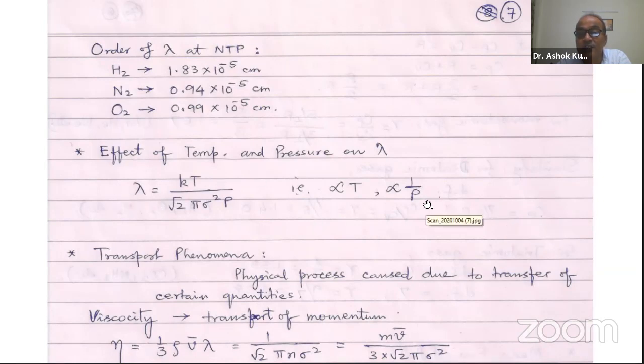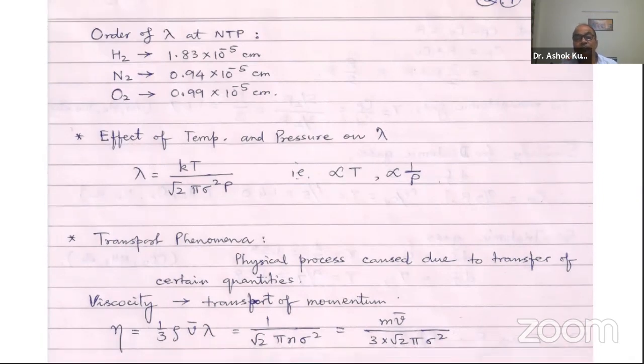And p has an inverse effect, meaning if you increase the pressure, the volume will decrease and the gas molecules will come closer to each other. So freedom will be seized and therefore lambda will be less. So some numerical problem could be asked based on this only. Or not, I'm sorry, not numerical problem, rather some conceptual problem could be asked on this.